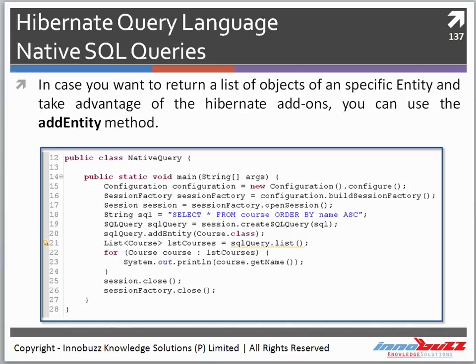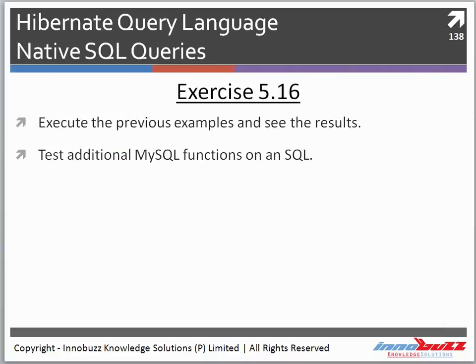Also, if you want to take advantage of object-oriented programming, you can return a list of objects using native SQL queries. As you can see in this example, on line 20, we're adding the entity to the SQL. This will return a list of Course objects. Continue with the following exercise.